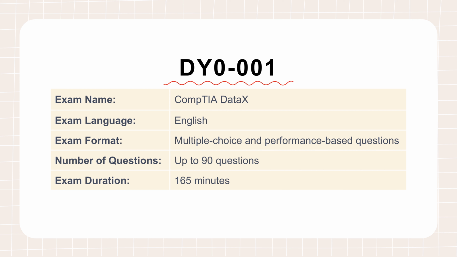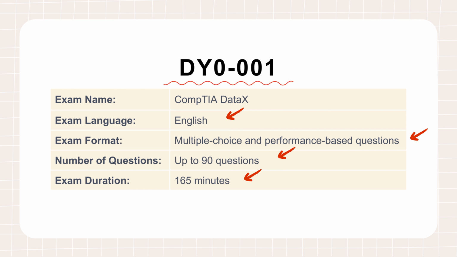Okay, so first off, the source material itself gives a little context about the exam. It mentions it's in English, uses multiple choice, and interestingly, performance-based questions. Performance-based, huh? So not just ticking boxes. Right. Up to 90 questions, 165 minutes. It just frames what kind of knowledge they're testing, practical, applied stuff, not just abstract theory. Makes sense. They want to know you can actually do something with data.